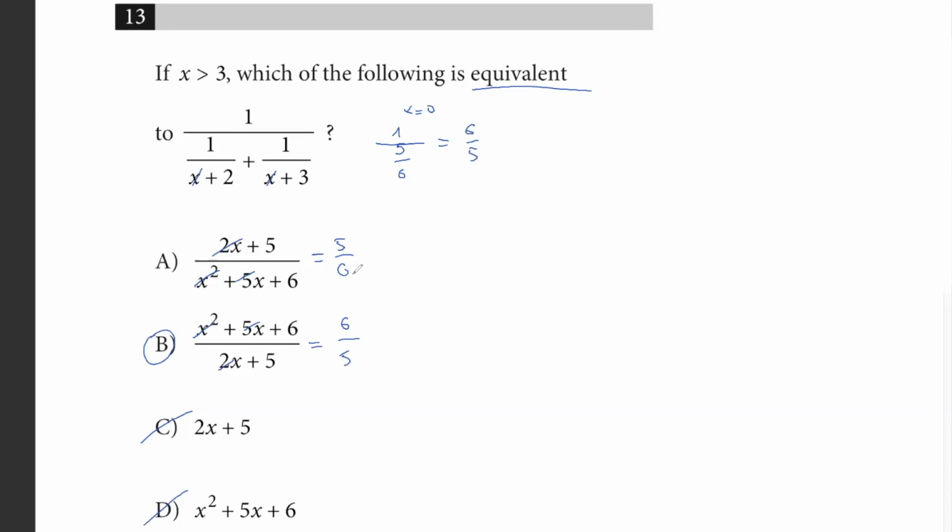And on test day, sometimes you get the same answer in two different answer choices. In that case, you just need to check one more value for x.